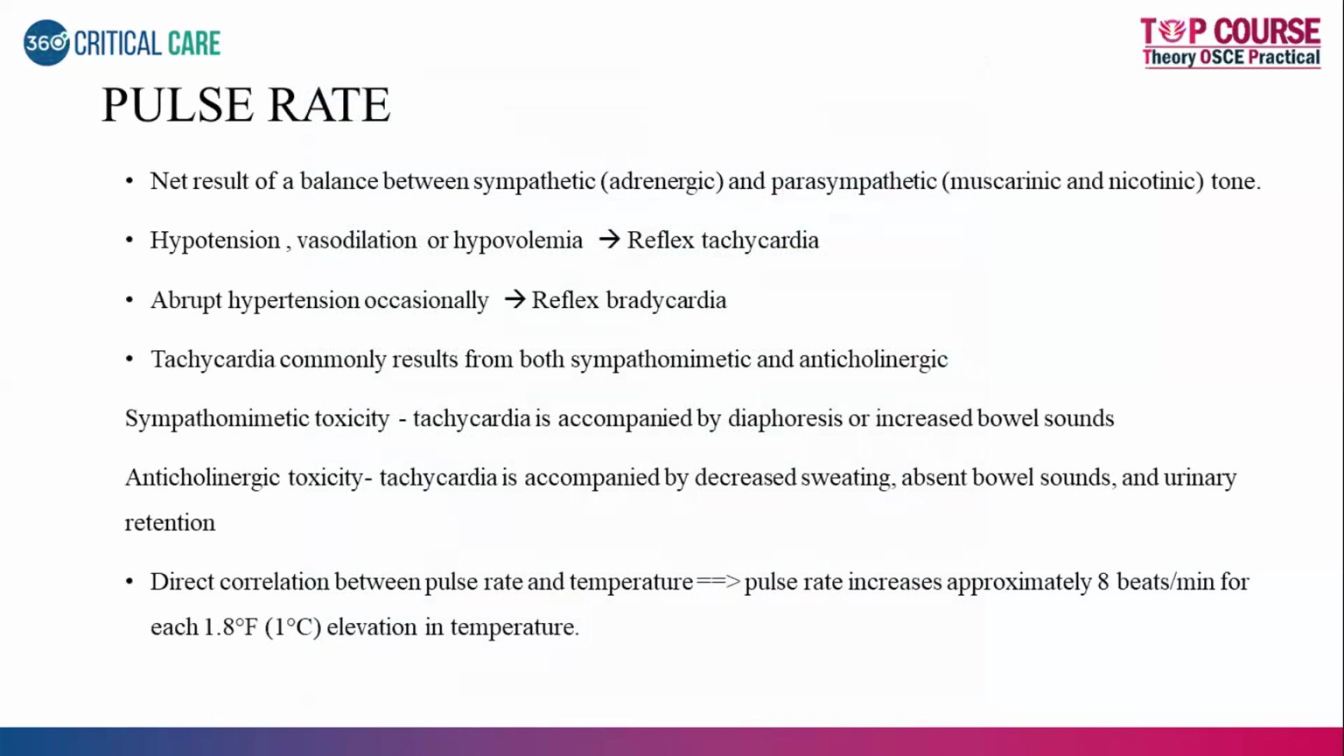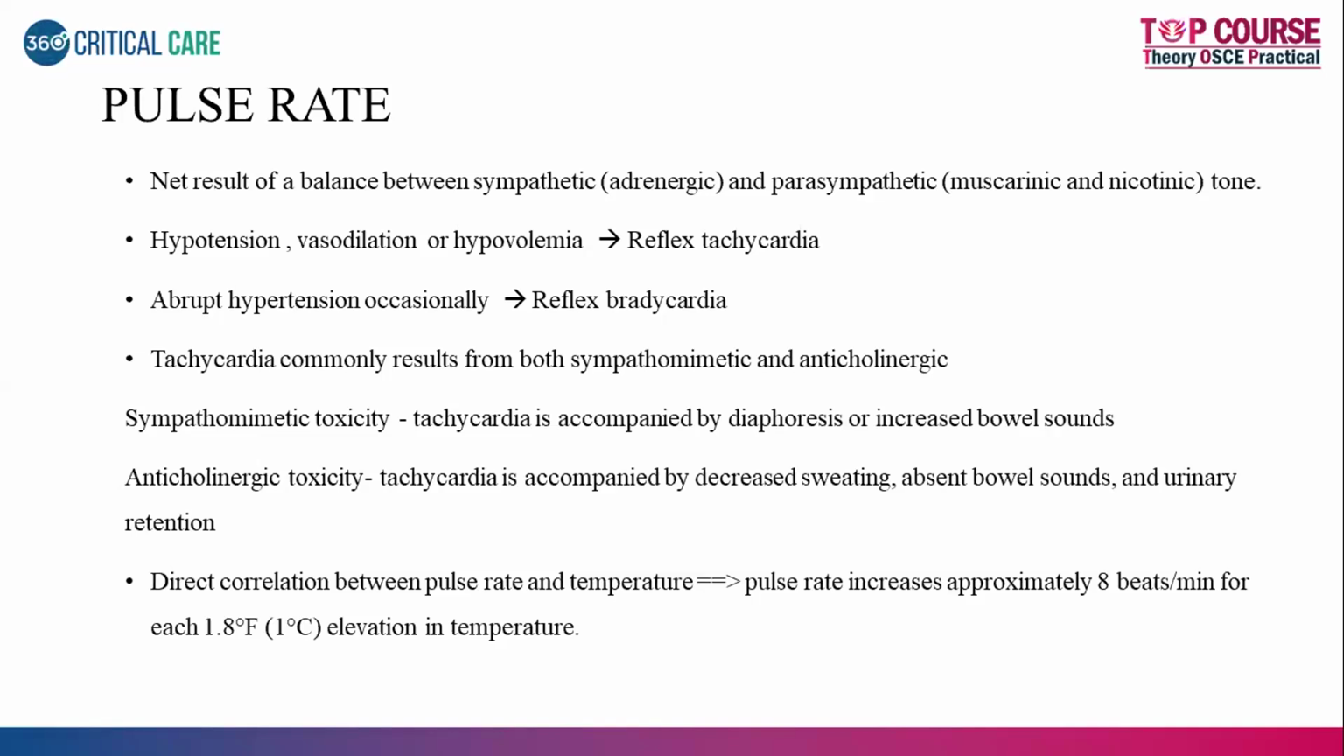Now, the second important vital sign is your pulse rate. For a normal pulse rate, there should be a balance between your sympathetic as well as your parasympathetic tone. Reflex tachycardia usually occurs because of hypotension, vasodilatation, or because of underlying hypovolemia. Reflex bradycardia occurs when there is an abrupt hypertension, which occurs occasionally.